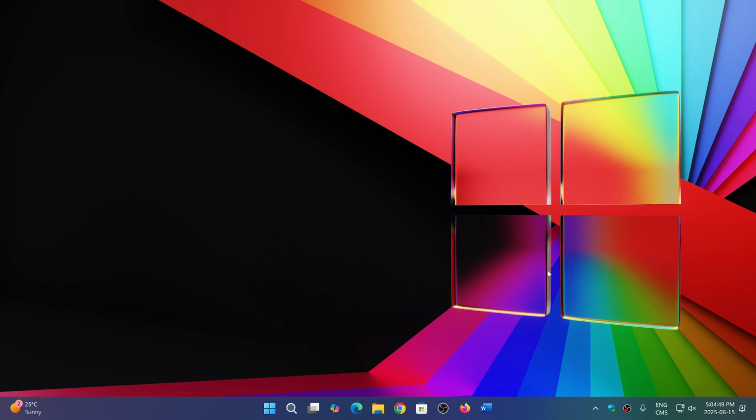So this is one of the features that a lot of people would like to see, a taskbar that can be shifted to a different area of the screen, be it on the side or the top. But unfortunately, that's not been addressed by Microsoft yet.